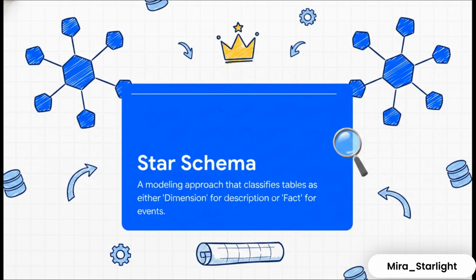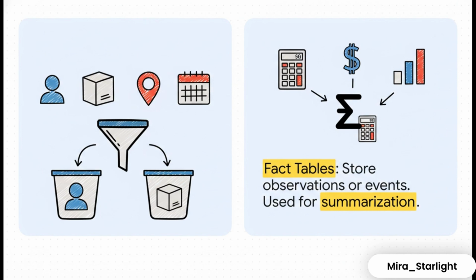All it asks you to do is classify every single table as one of 2 types. And it's a really simple idea. On one side, you have your dimension tables. These are the descriptions, the who, what, where, and when. Think products, customers, dates. They're what you use to filter and slice your data.